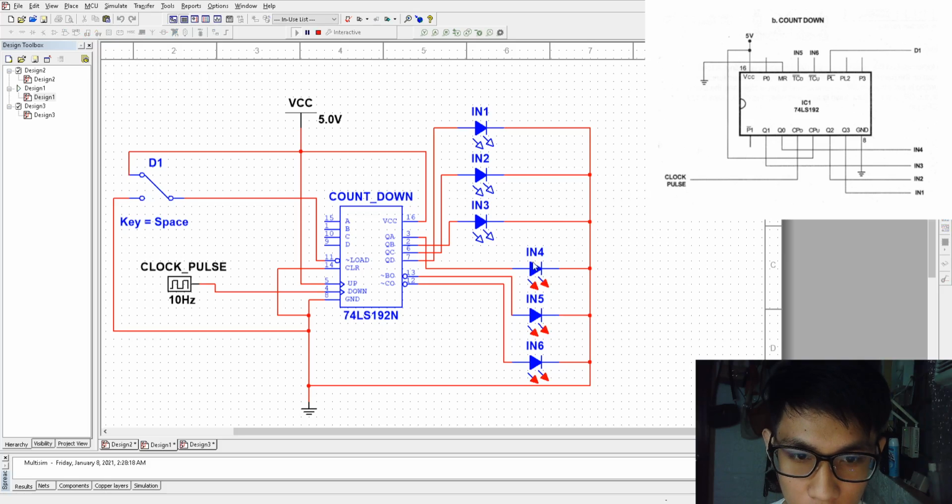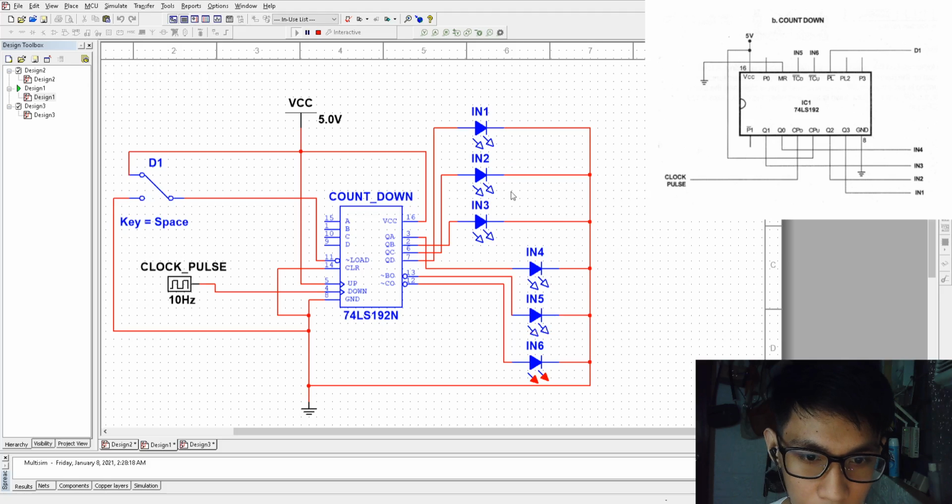So for the pattern here, it's like the opposite of the count up. Then in 1, in 4 starts, then in 4 blinks, then in 1 turns off, then in 2, in 3, in 4 turn on, in 4 blinks once again, then in 3 turns off, in 4 turns on, then in 4 blinks, then in 2 turns off, then in 4 blinks once again, then in 4 turns on.